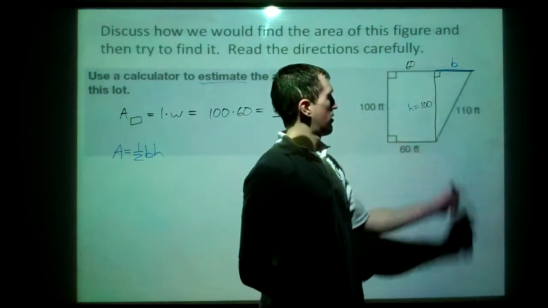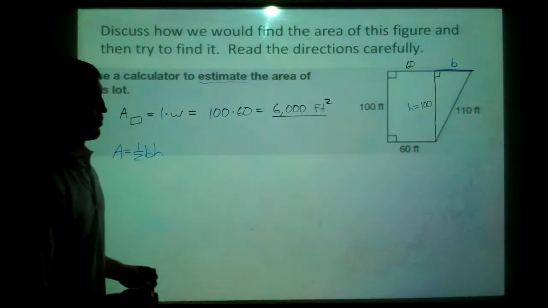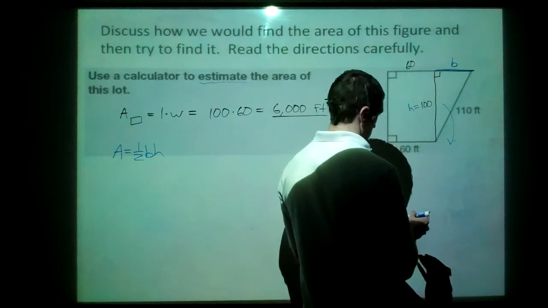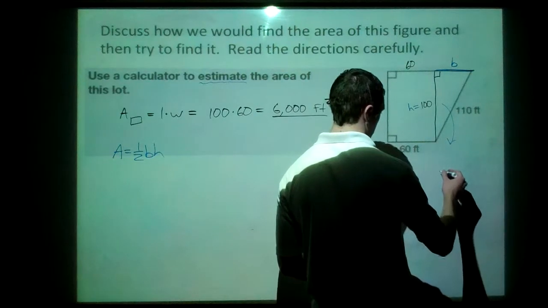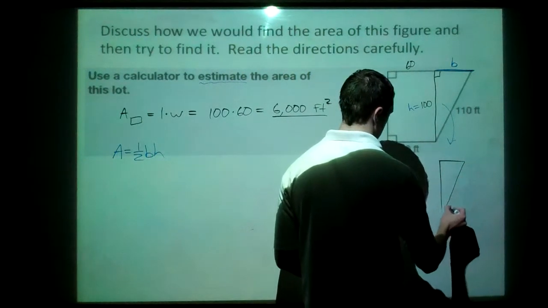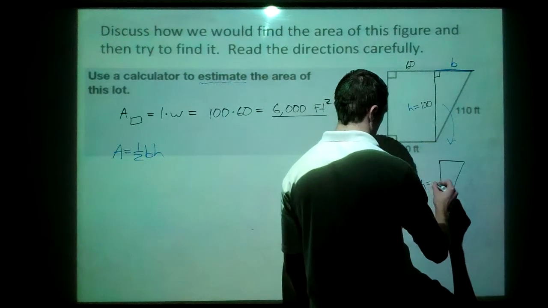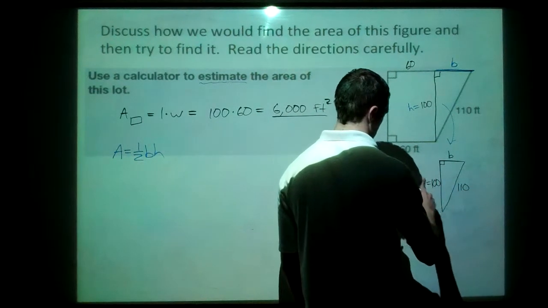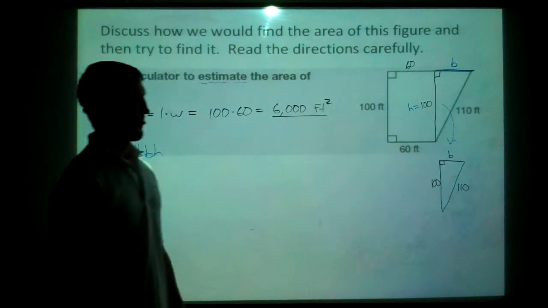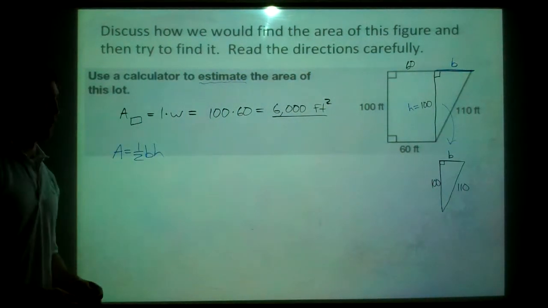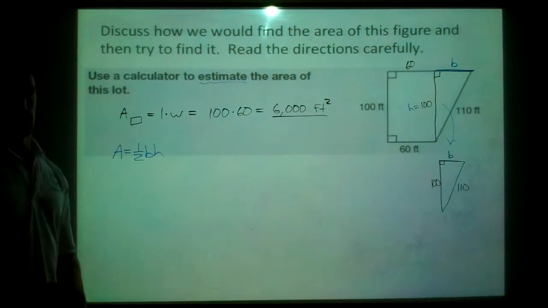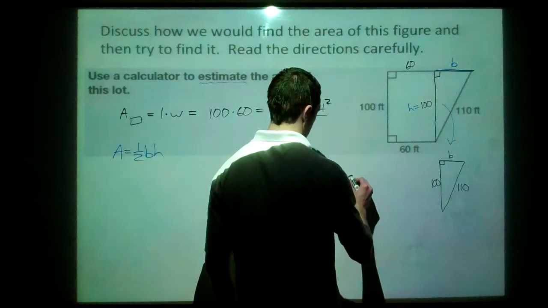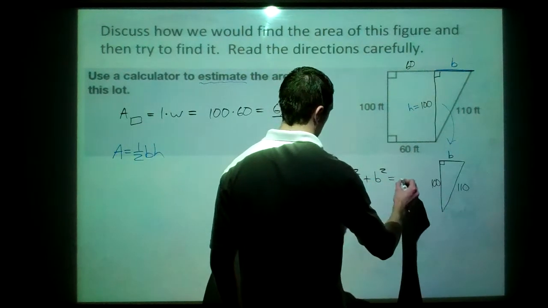They do give us this length, and if I pull this triangle out and bring it down here, we have a right triangle, though it won't be the same size. Height equals 100, this is the base, and this is 110. We have a right triangle with one side missing, and remember, we're going to use some stuff we already know. That means we're going to use the Pythagorean theorem: a squared plus b squared equals c squared.